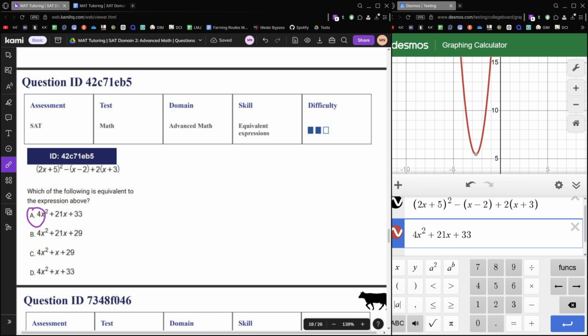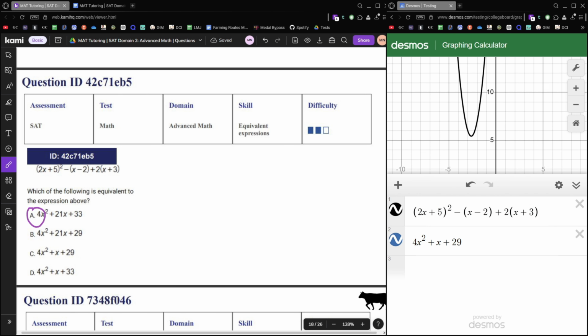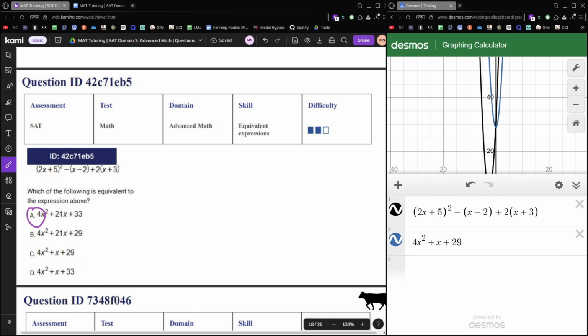Real quick, just to show you what an incorrect or non-equivalent graph would look like, I'm gonna go ahead and just type in C here. And you would see, wait, C? Oh my goodness, I'm so funny. You would see that these two graphs are clearly different. So that means they would not be equivalent.